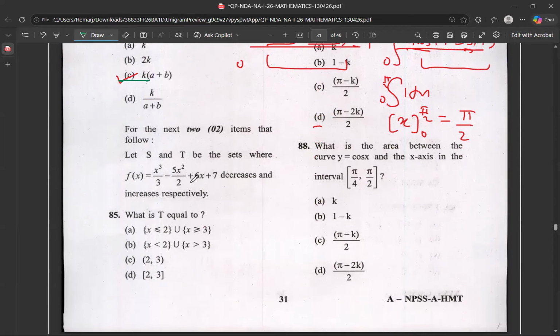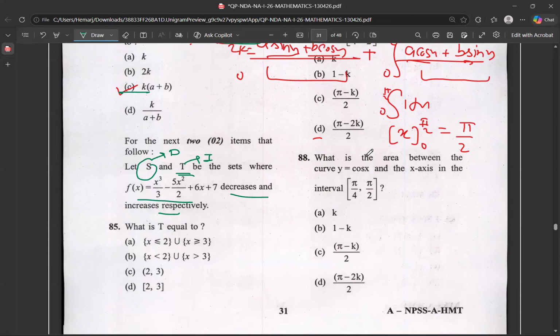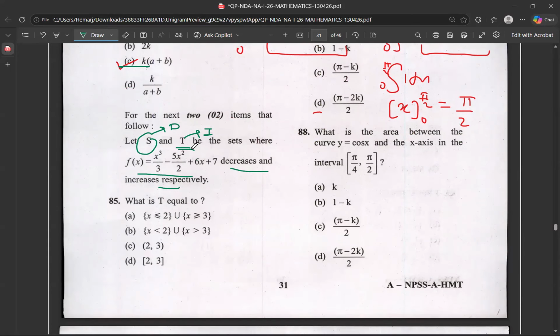Question 85. S and T be the sets where this function decreases and increases respectively. So S is the set where this function decreases because it is given that respectively they are decreasing or increasing. And T will be the set where this function will be increasing. So we have to find out the value of T and value of S. T is when this function will be increasing.